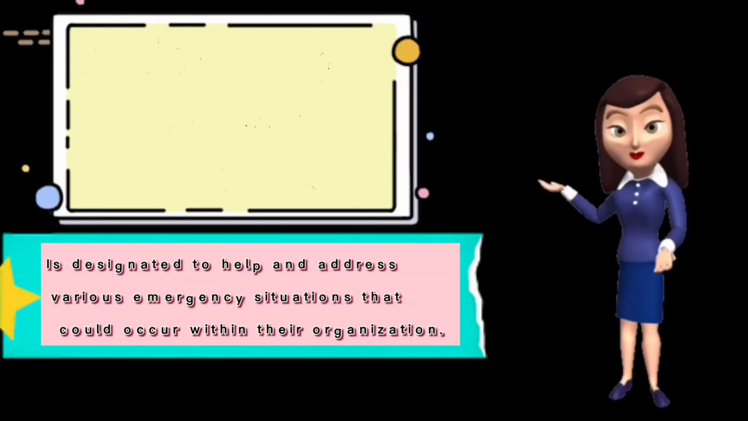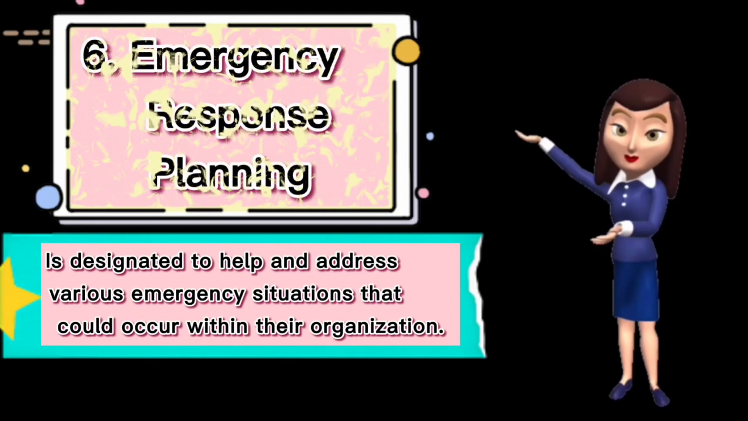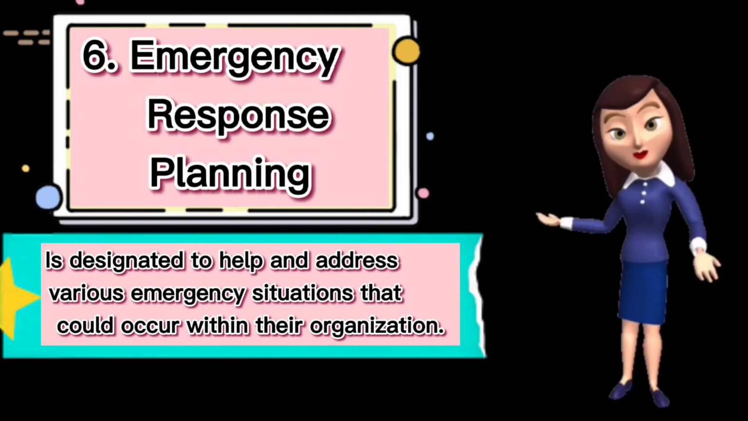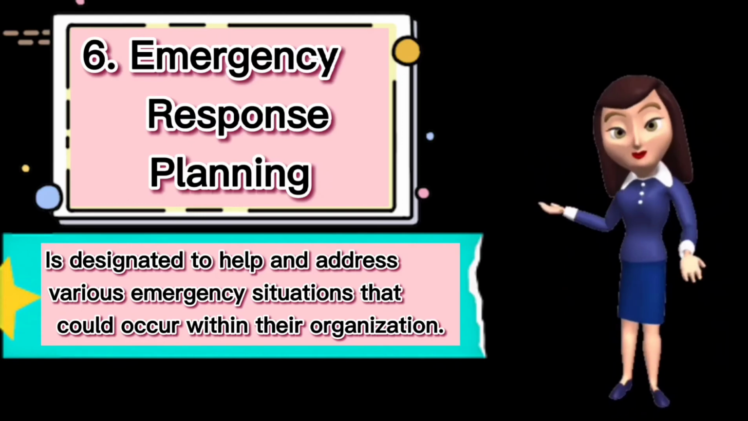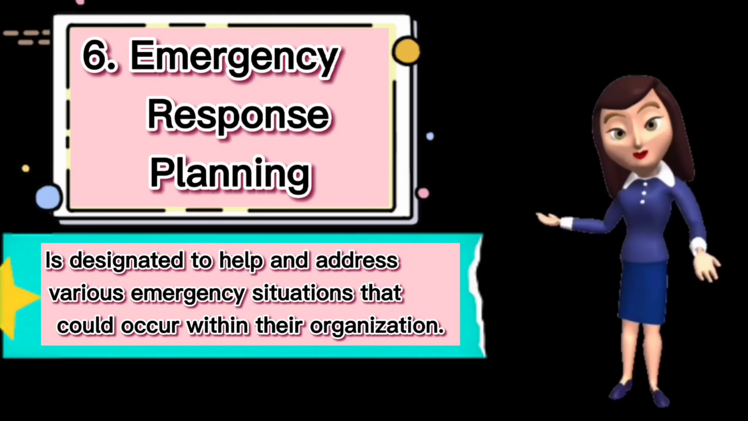And number 6 is emergency response planning. It's designed to help address various emergency situations that could occur within the organization. Emergency response planning is important in a workplace because it's the course of action a hotel, restaurant, or resort takes in order to minimize the effects of incidents.